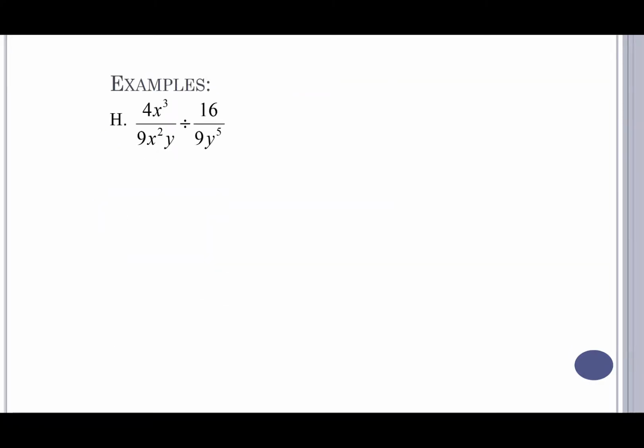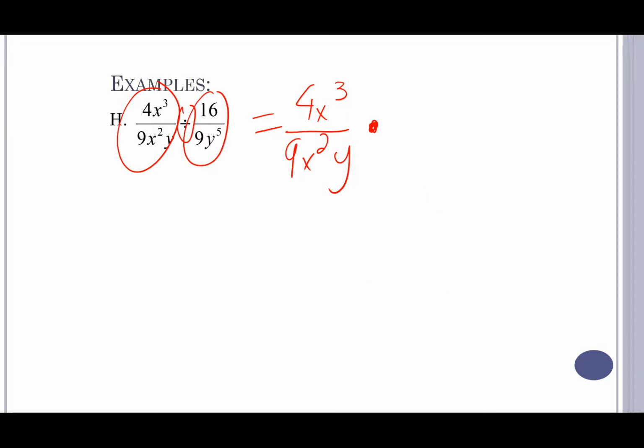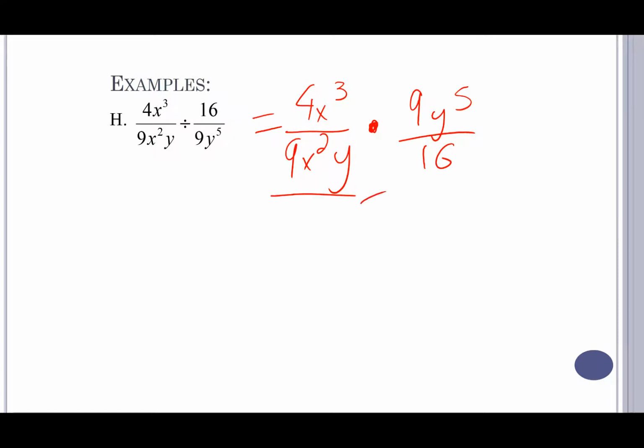So let's look at one like this. All we have to do is rewrite it, and then it's the same exact thing we were just doing. So to rewrite this problem as a multiplication problem, we're going to keep this first polynomial exactly the same. 4x to the third over 9x squared y. Now, if you want to start canceling things out, you can, but I'll worry about that later. We're going to change the sign in the middle, so we're changing that to multiplying. And we're going to flip our last fraction. So we're going to put 9y to the fifth on top and 16 on bottom. So there's your keep, your change, and your flip.